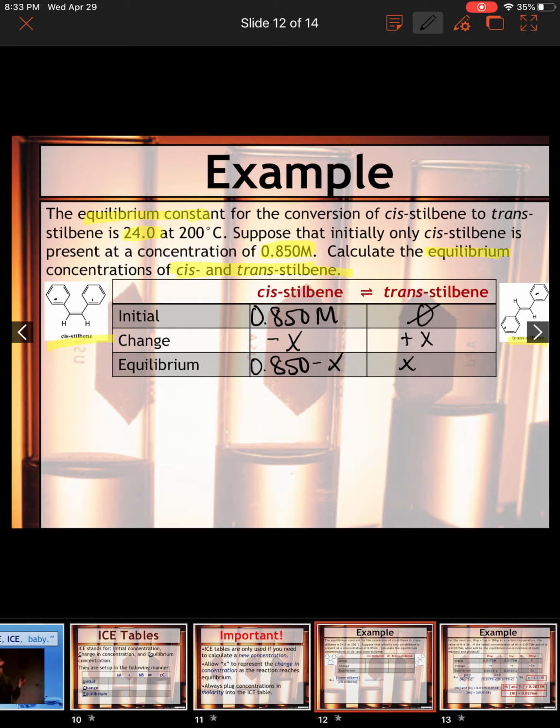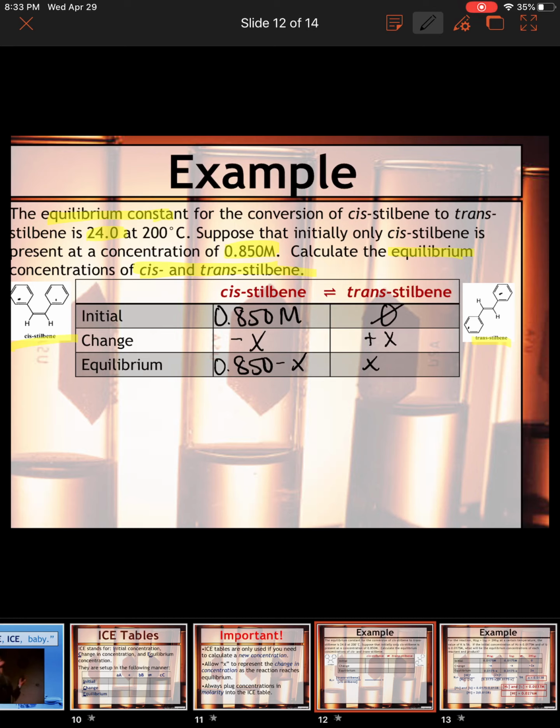Okay, so now let's go ahead and solve this. So our first step is to write our equilibrium expression. Okay, so equilibrium expression, Kc is equal to product over reactant. So I have the concentration of trans stilbene over the concentration of cis stilbene. Okay, there is no coefficient or anything here, so that is it for our equilibrium expression, Kc.